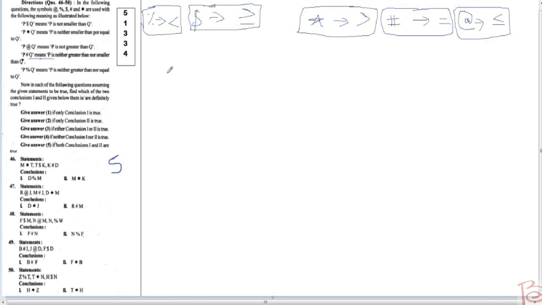We can go for the second one. Second one, the statement is r at the rate of j comma m number j comma d star m. Okay, so this is the statement which they have given.